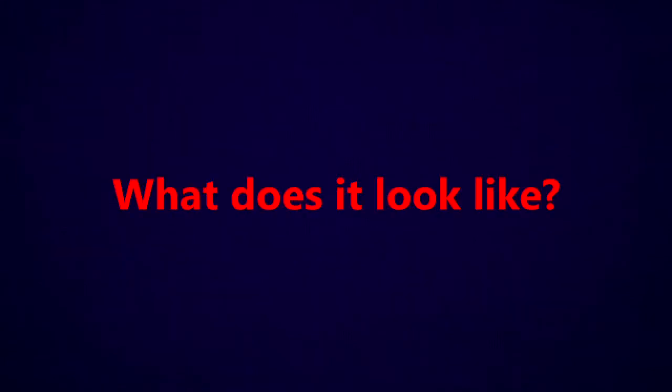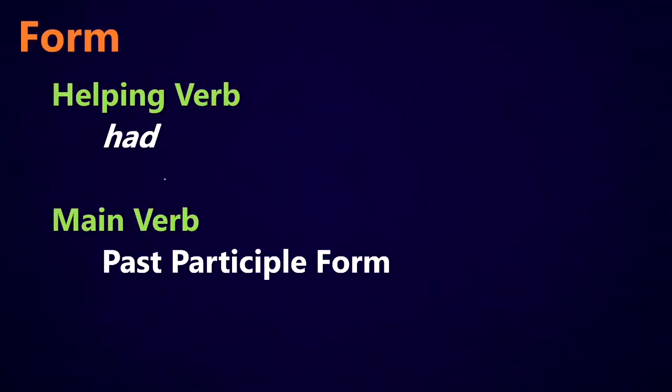So what does it look like? It basically looks almost exactly the same as the present perfect, except we change the helping verb. So with the past perfect, we use the helping verb had. I had, you had, she had, he had, we had, they had. It's all had. It doesn't matter what the subject is. But for the main verb, we're using the past participle form, just like with the present perfect.